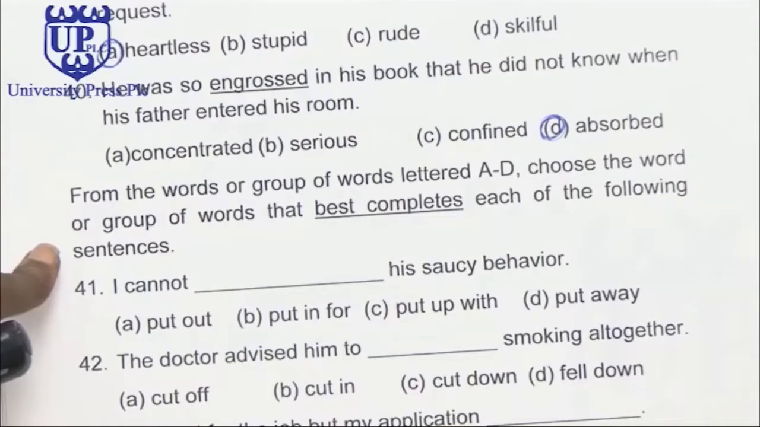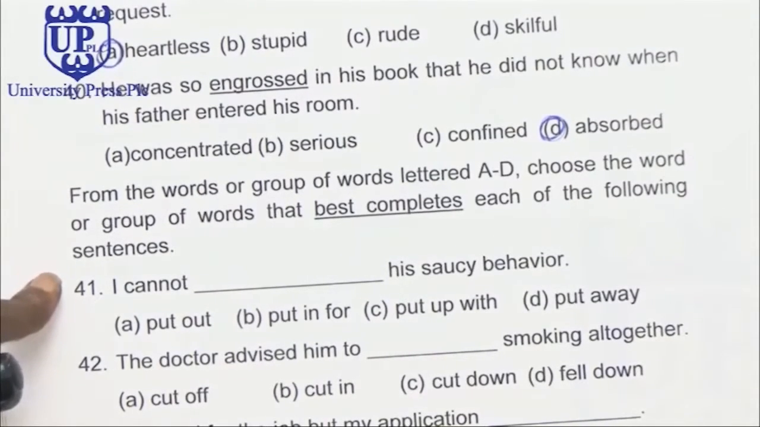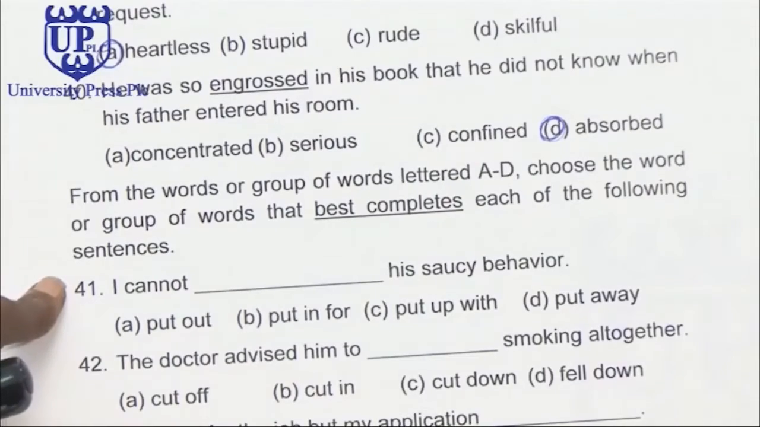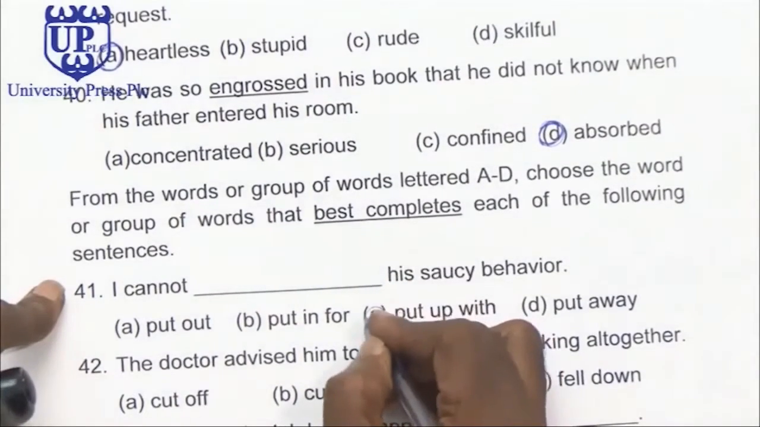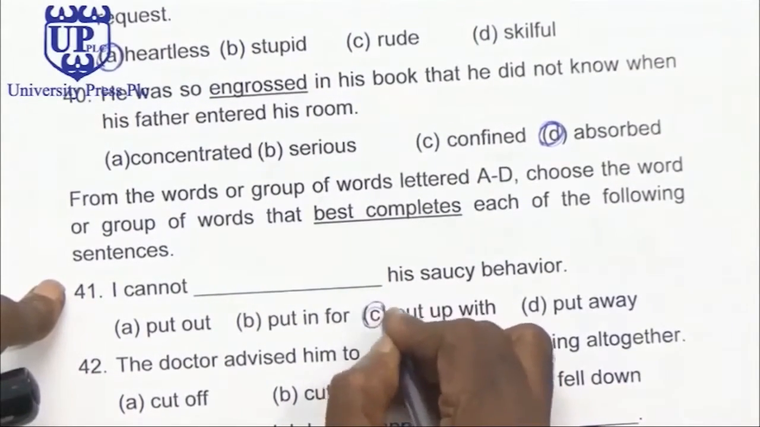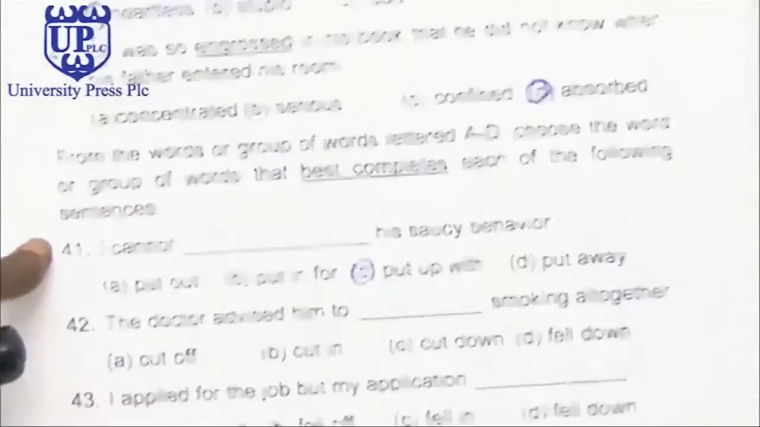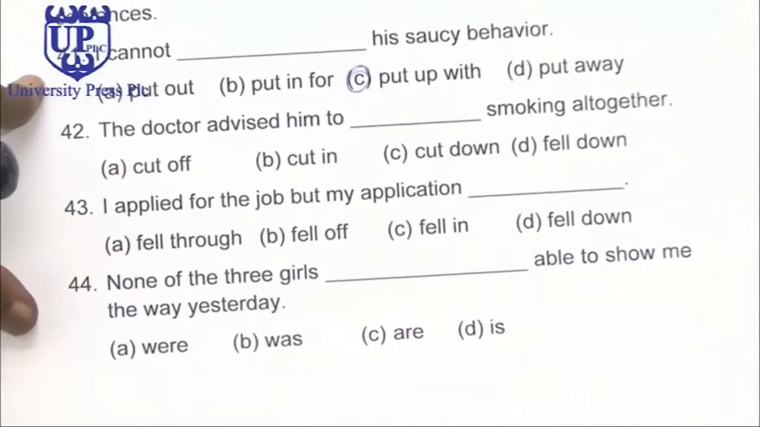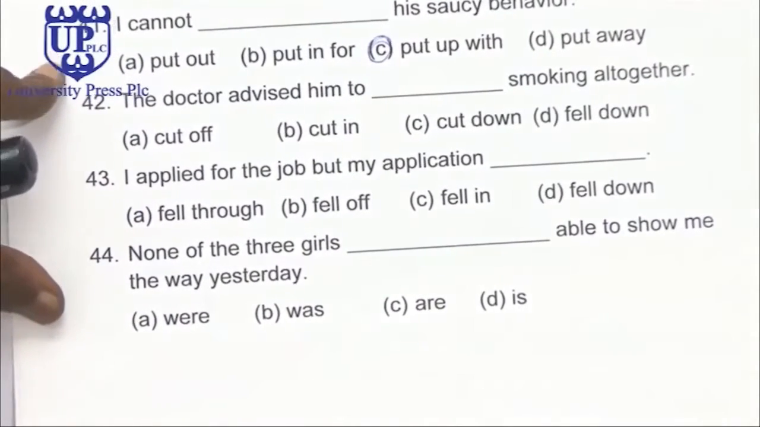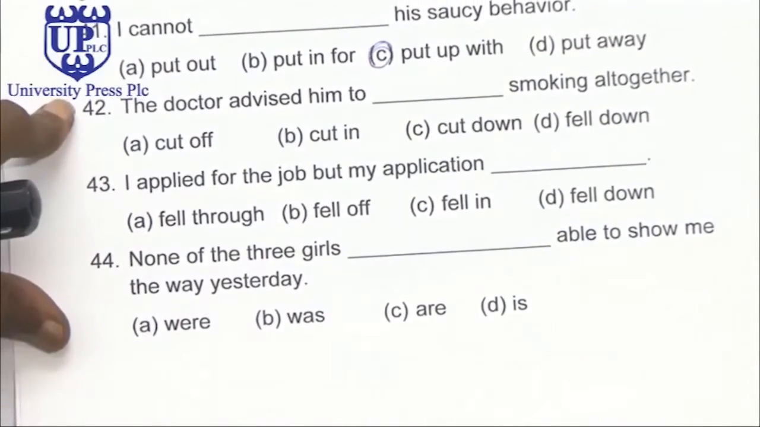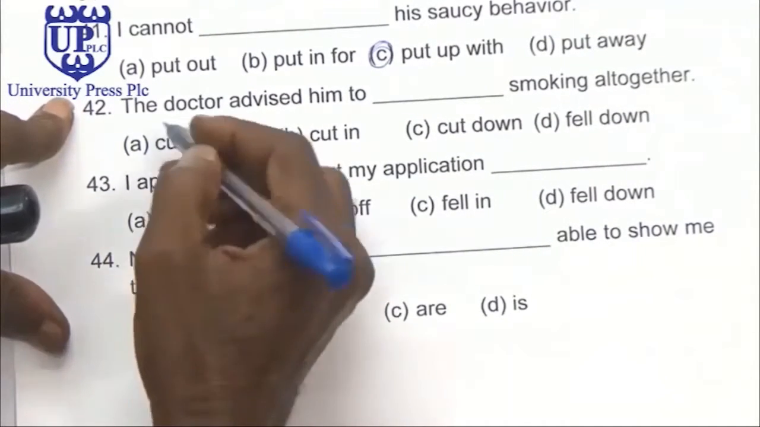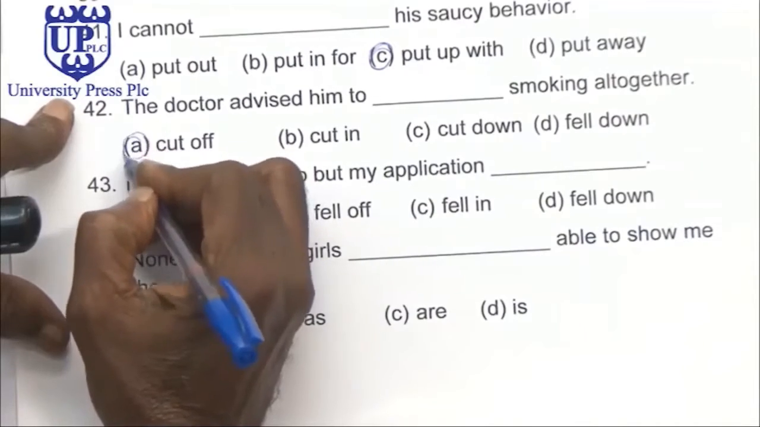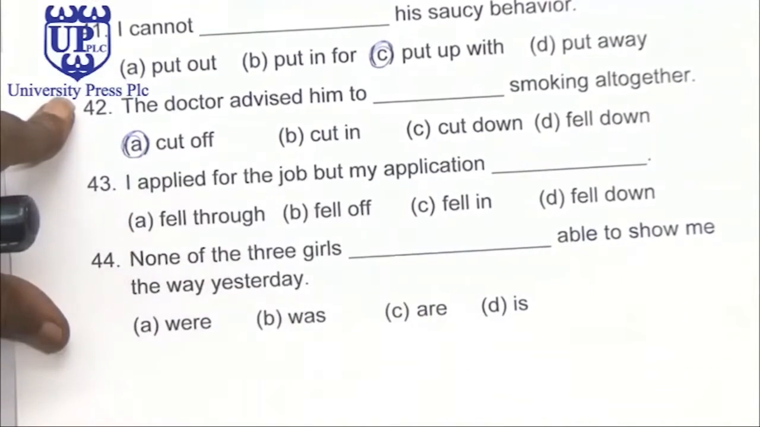I cannot dash decisive behavior. Now, what does that mean? I cannot put up with. Put up with. That's an example of a phrasal verb, which has been treated in the book that we are referring to. The doctor advised him to dash smoking altogether. To cut off smoking altogether. Again, another example of a phrasal verb.